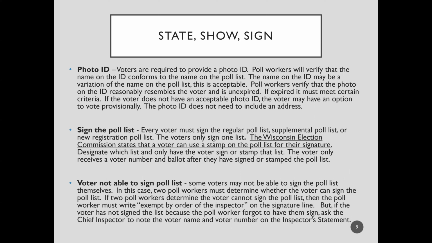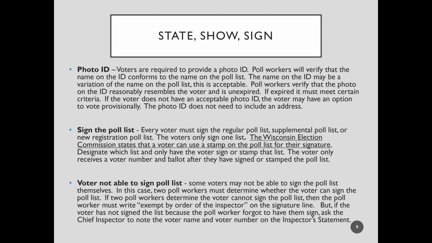Photo ID. They're going to show their photo ID at the poll book table. They are not required to have you handle their photo ID. You don't have to touch it, just leave it on the table and view it. The poll worker will verify that the name on the ID conforms to that on the poll list. The name on the ID may be a variation of the name on the list. This is acceptable. Robert and Bob is an example.